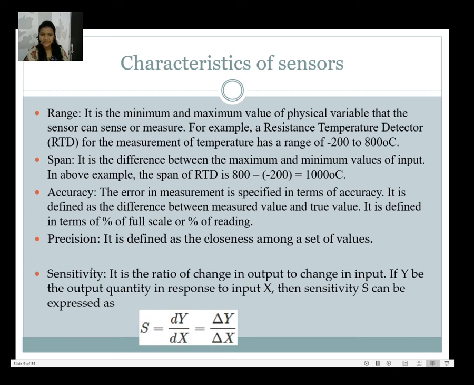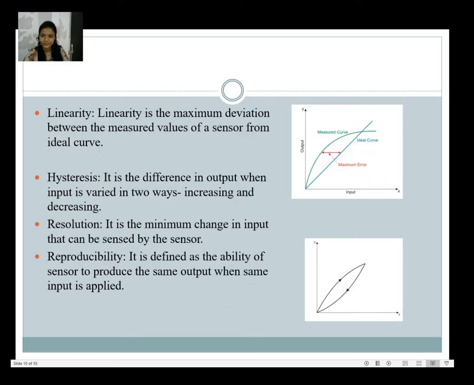Then next is sensitivity. It is the ratio of change in output to the change in input. If y be the output quantity in response to the input x, then sensitivity S can be expressed as dy by dx. Means what? It is the ratio of change in output to the change in input. It means your sensitivity.